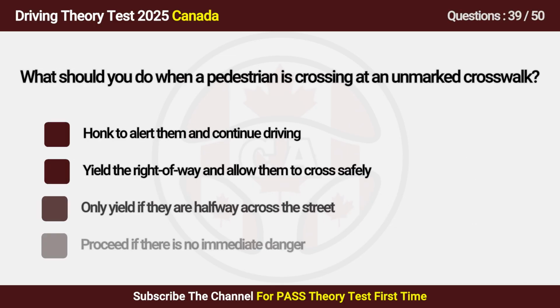Question 39. What should you do when a pedestrian is crossing at an unmarked crosswalk? A. Honk to alert them and continue driving. B. Yield and allow them to cross safely. C. Only yield if they are halfway across the street. D. Proceed if there is no immediate danger.